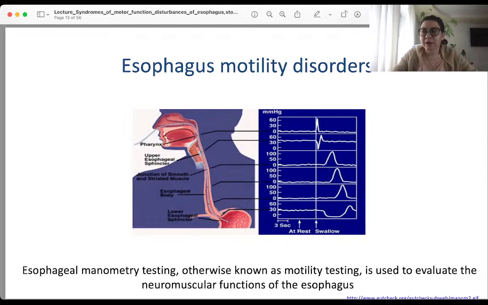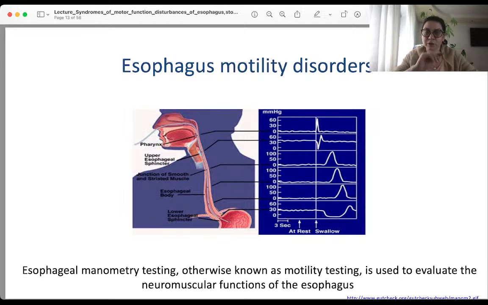How do we usually check for motility disorders of the esophagus? The most usable test is esophageal manometry. Esophageal manometry testing, otherwise known as motility testing, is used to evaluate the neuromuscular functions of the esophagus.